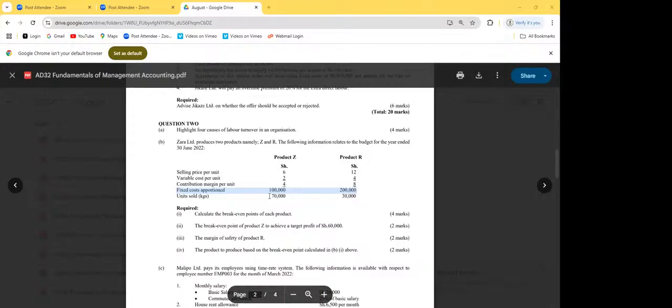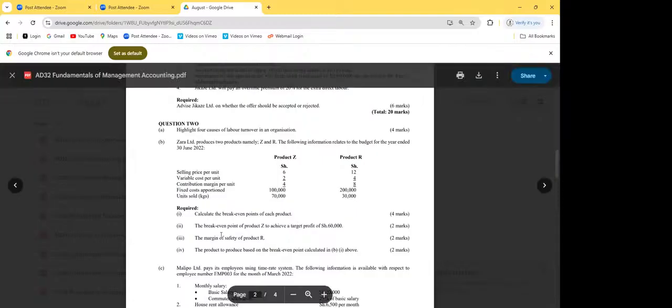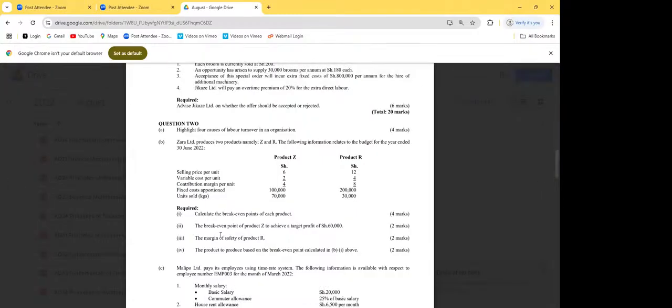So that question relates to single product, not multiple, single product, right? The break-even points of each product, the break-even point of product Z to achieve a target profit. Yeah, so that's single product. Margin of safety for product R, you deal with them independently.